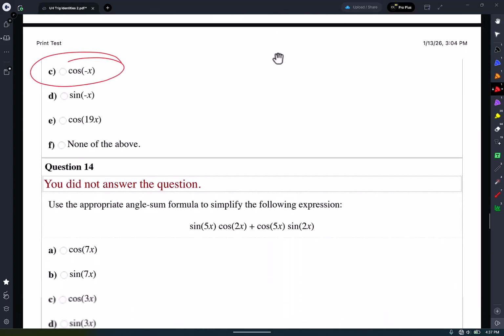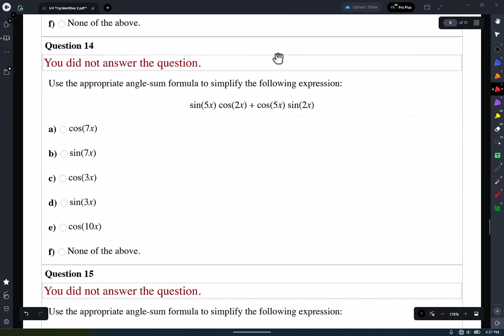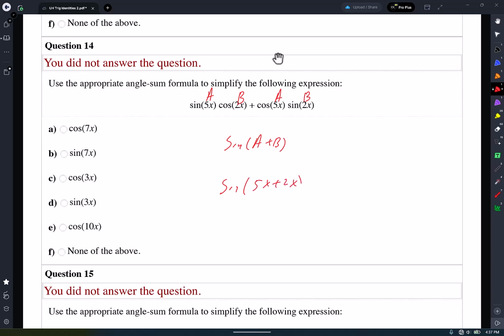Okay. Same thing again with question 14. Sine A cosine B, cosine A sine B. So this looks like sine of A plus B. So sine of 5x plus 2x. See how we did it? Okay.